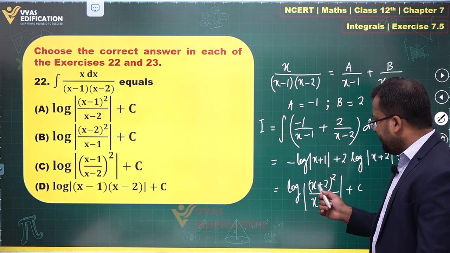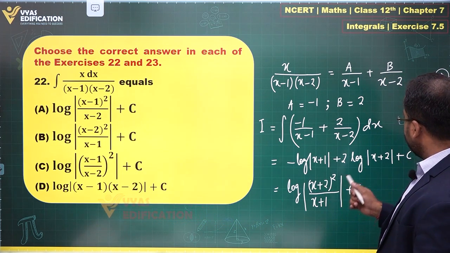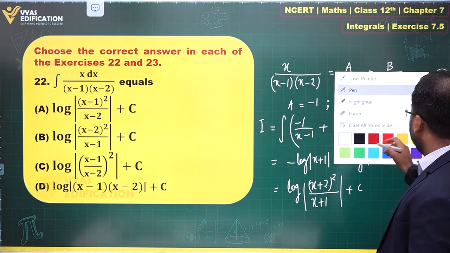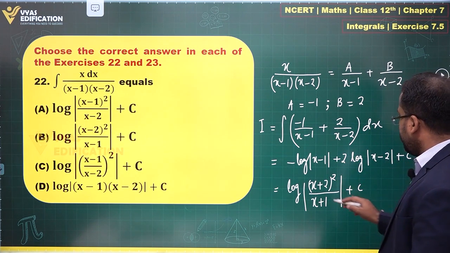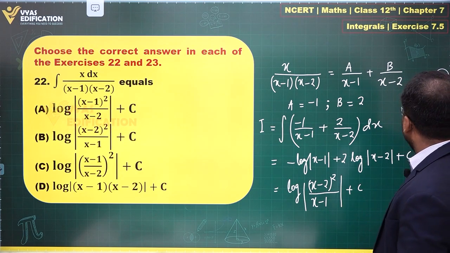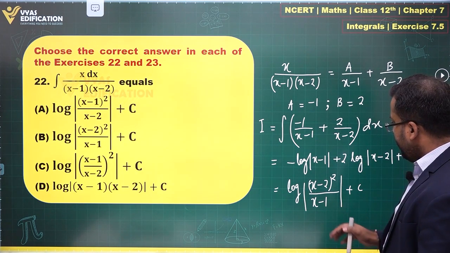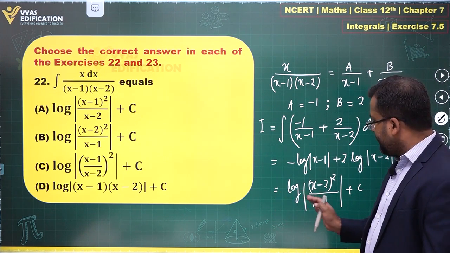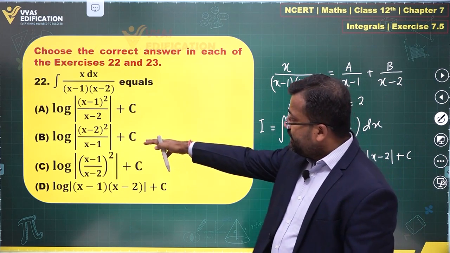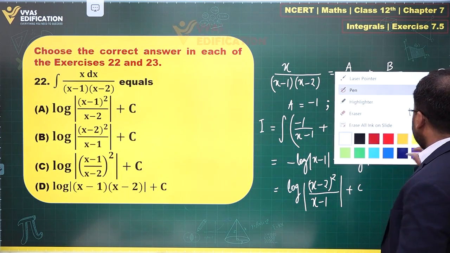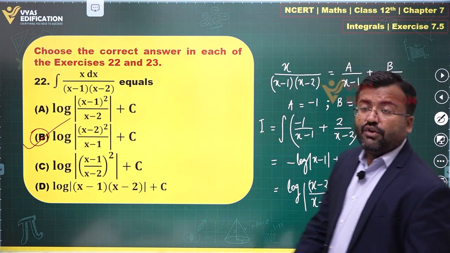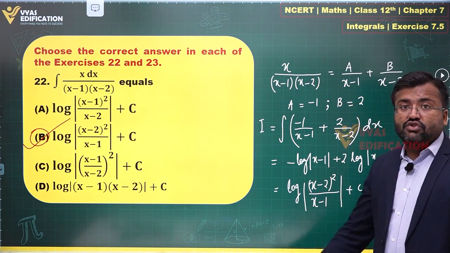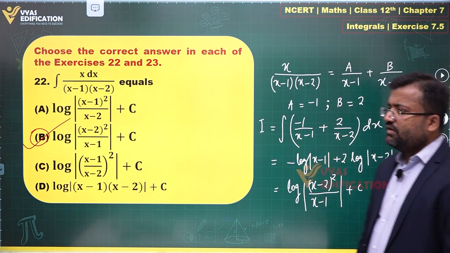Which of these options is correct? This is x plus, oh, this was x minus 2, not x plus 2. This was x minus 1, this was x minus 2, x minus 2 and x minus 1, right? That's what we have. And log of x minus 2 whole square, x minus 1 modulus. The correct option is option B, as you can see over here. This is the correct answer for this particular question using this approach, as you can see in the complete solution over here.